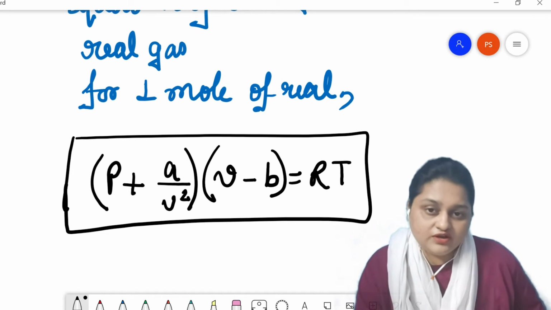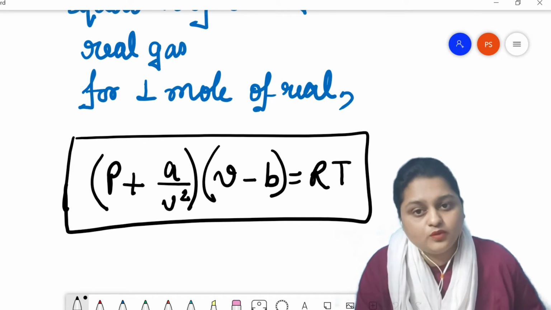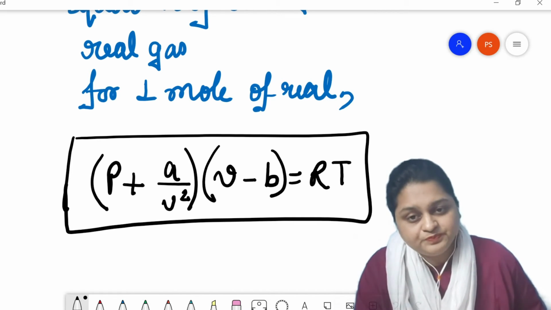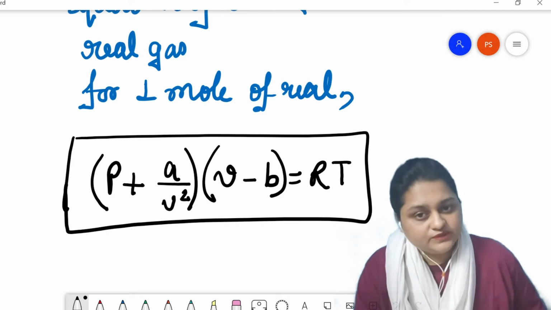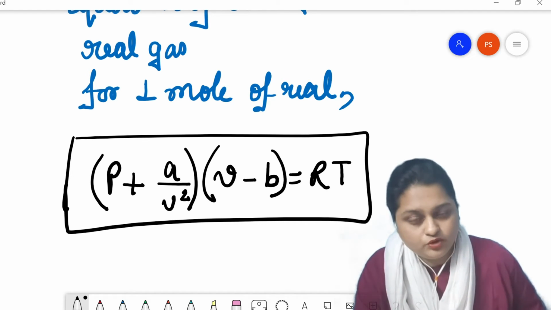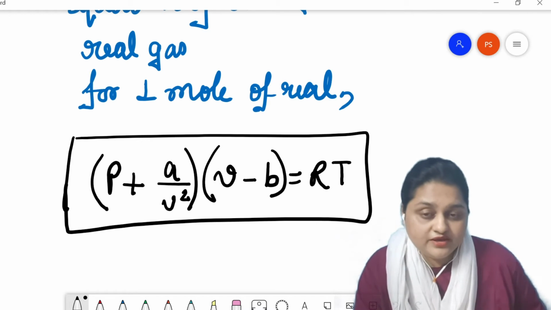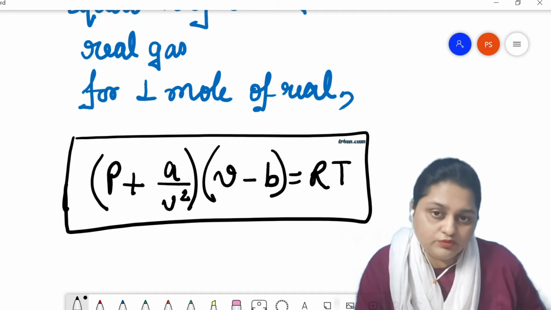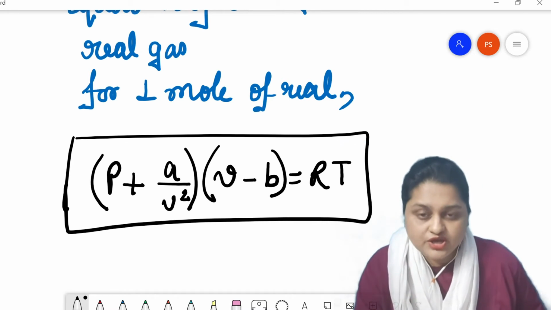Another assumption was that the volume of the constituent molecules of gases was neglected. In fact, the entire volume of the container was considered to be the volume of the gas. That's why the pressure and the volume both needed to be corrected, and this expression was established after this correction.